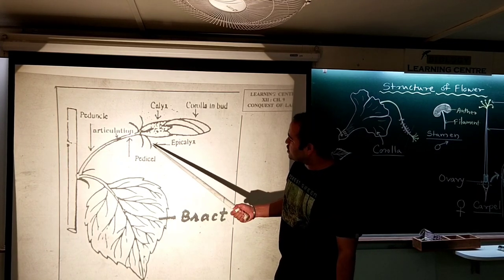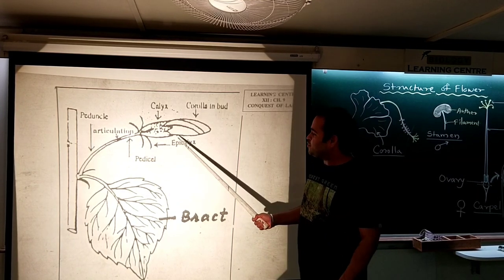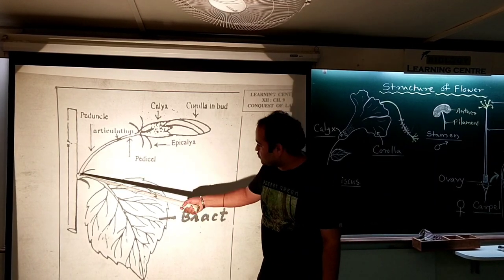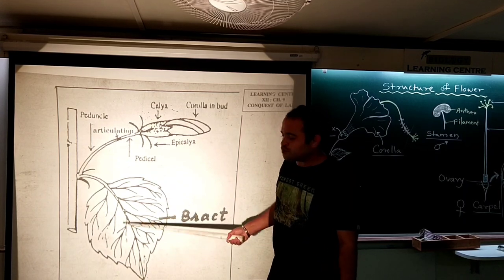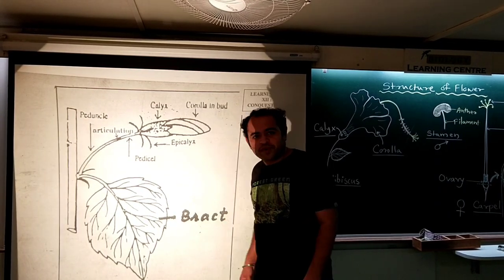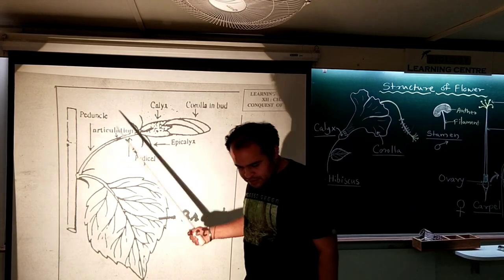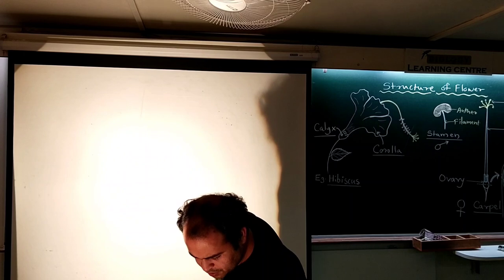Don't worry about epicalyx and pedicel. Simply think about how this particular bud is originating. And this is bract, a supportive leaf structure which is present along with the bud. Okay, so this is a typical bud structure.